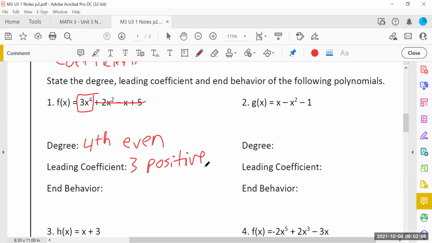So now look back at what we had said. For positive leading coefficients and even degrees, what's the end behavior? High, high. Does that make sense to everybody? That's all we're doing today. If you've got that, you're pretty much done with today's lesson. High, high. Okay.